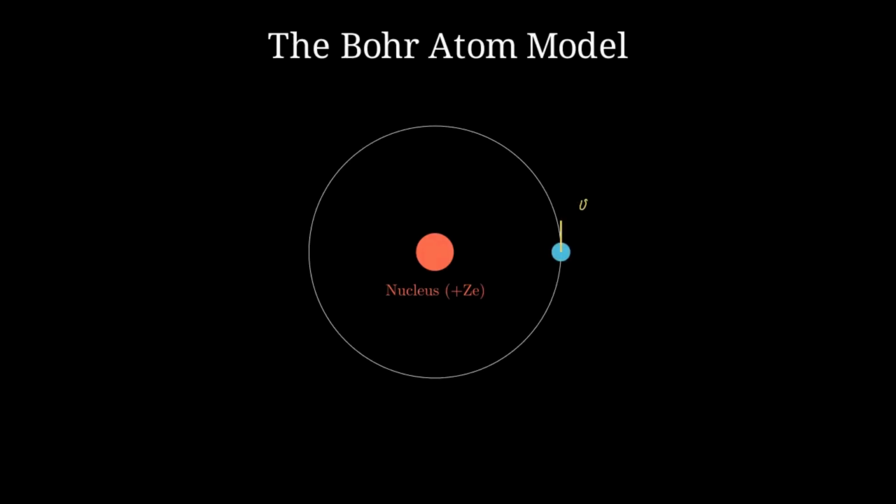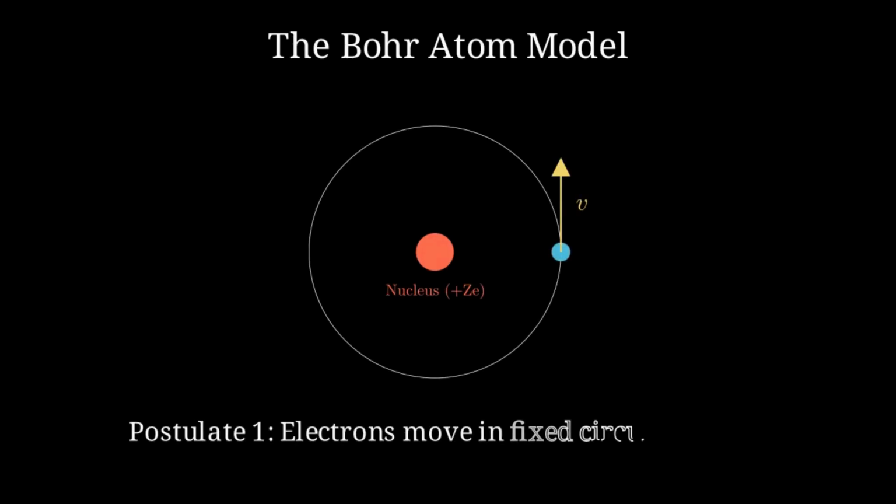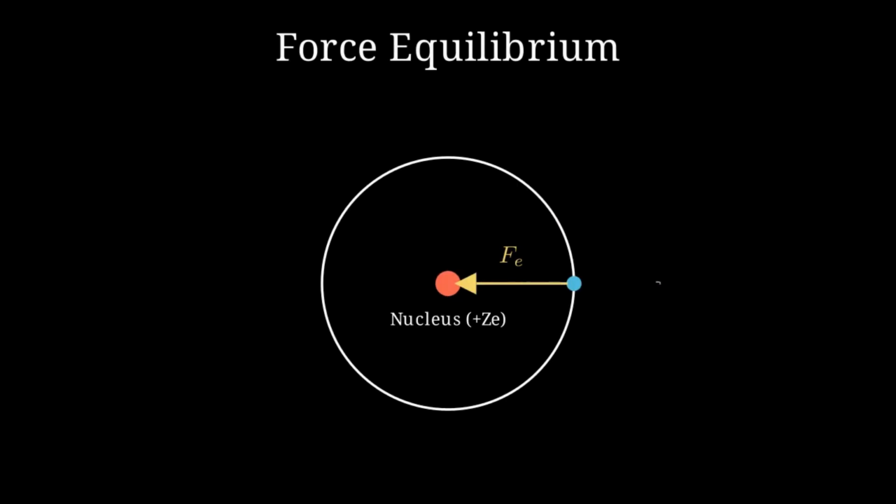In the Bohr model, we start with a central nucleus of charge positive Ze. An electron of mass m and charge minus e moves in a stable circular orbit around it with a constant tangential velocity of v. For the electron to maintain a stable orbit, the inward electrostatic attraction from the nucleus must exactly equal the outward centripetal force required for circular motion.